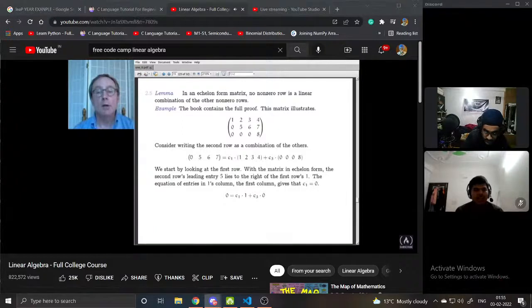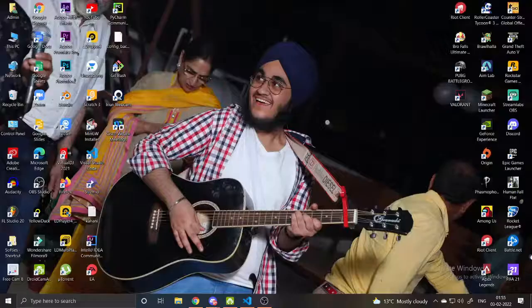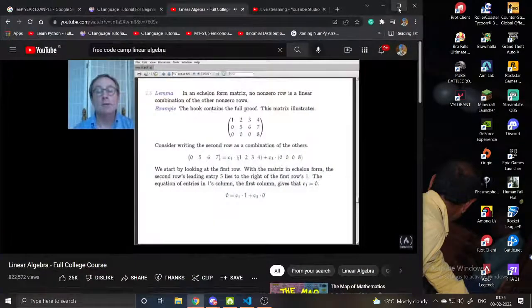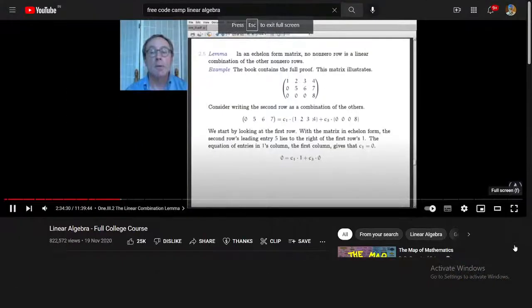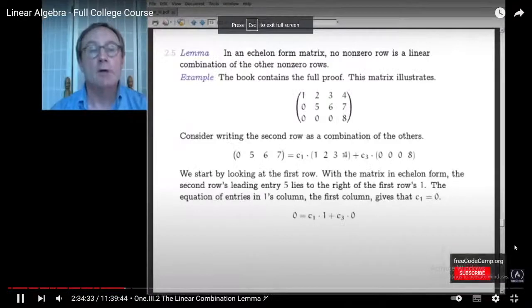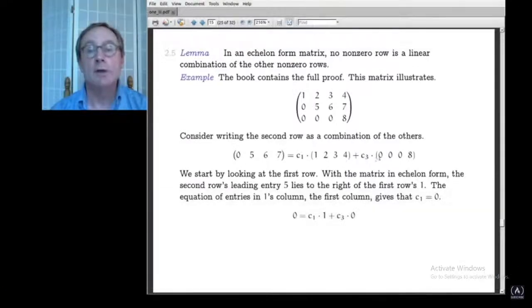So again, I'm looking only at the first column: the 0, the C1 times 1, and the C3 times 0. When you think about that relationship, it's clear that C1 has to equal 0. So you can sort of take your finger and cover that part up. That part's gone now. We've concluded that if this relationship is going to hold, then C1 has to be 0. So we're now down to 0 5 6 7 equals C3 times 0 0 0 8.